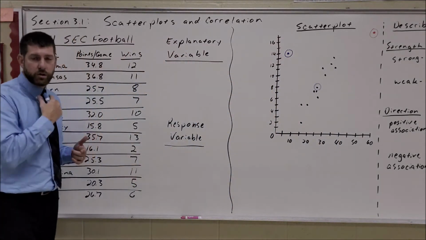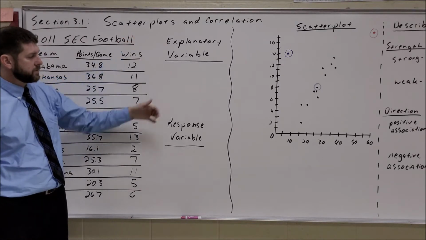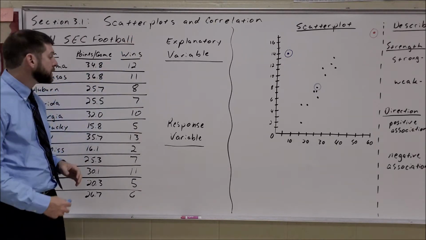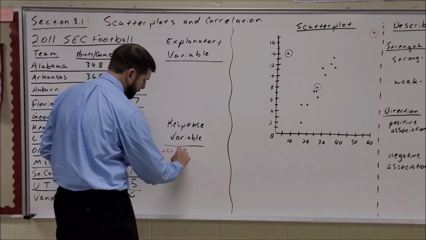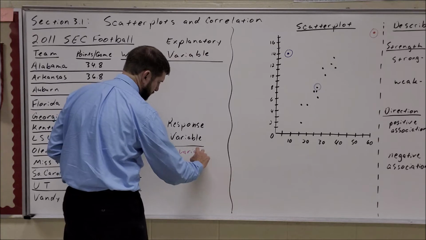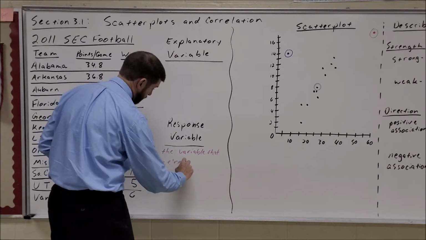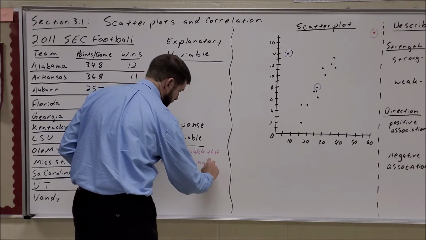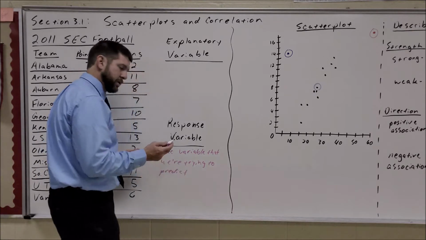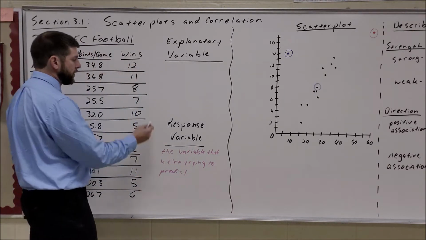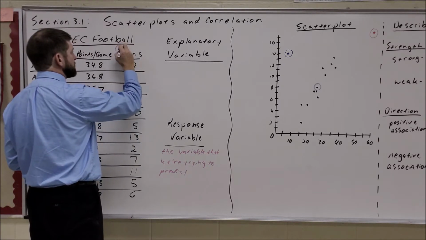So when we're working with two variables, just as we did with our categorical data, one of them is going to be explanatory, one of them is going to be a response. Now, the response variable is the variable that we're trying to predict. So just like we talked about, in this case the number of wins is probably what we want to be able to predict. So this would be our response variable.